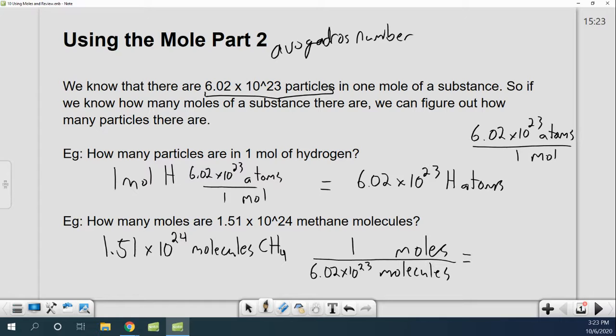So I'm typing in 1.51 times 10. I hit the power of button, 24 equals. I want to see that number on my calculator. It says 1.51 times 10 to the 24. Sometimes it might say E24 on your calculator. Now, I have to divide by, and I'm going to open a bracket, 6.02 times 10 to the power 23. Close the bracket. I should see Avogadro's number on my calculator. Then I hit equals.